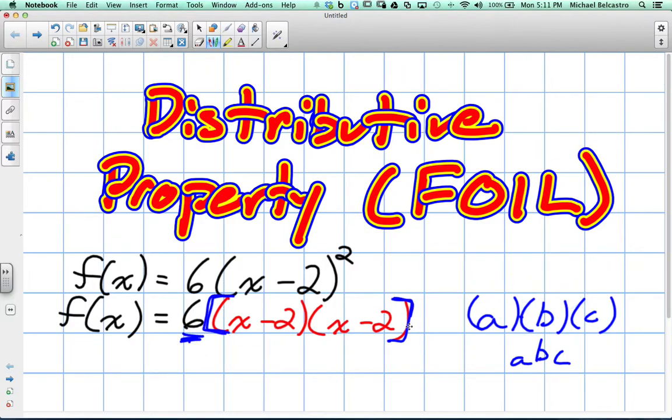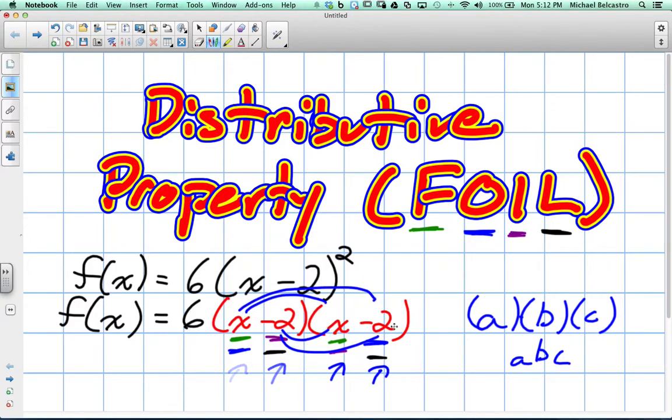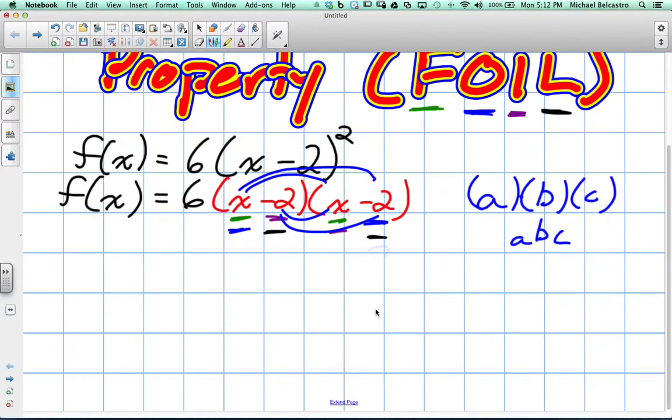When they talk about FOIL, it means you multiply the first terms, and the first terms in each bracket are the x and the x. The outside terms are the x and the negative 2. Those are the two farthest outside. The inside terms are the negative 2 and the x. The last terms are the negative 2 and the negative 2. If you notice, I've underlined everything twice, so that means everything gets done twice. Sometimes they show it like a rainbow. You take the first term times both, and the second term times both. It's the exact same idea here. Okay, let's do it a little cleaner though.